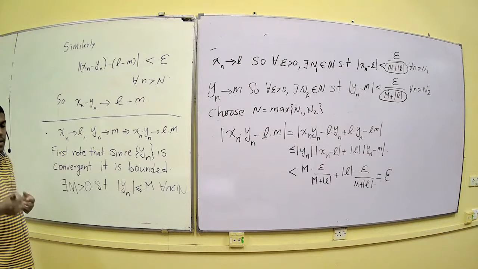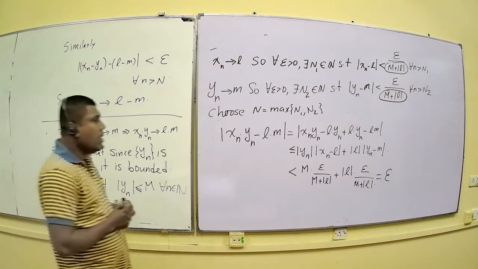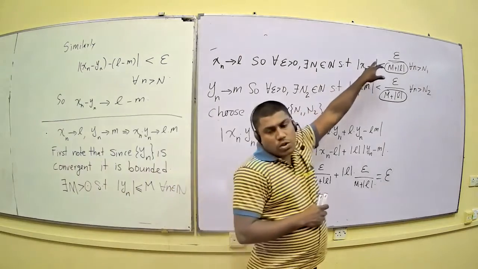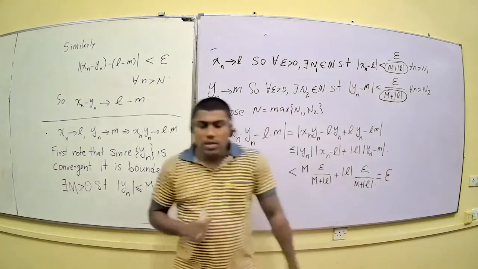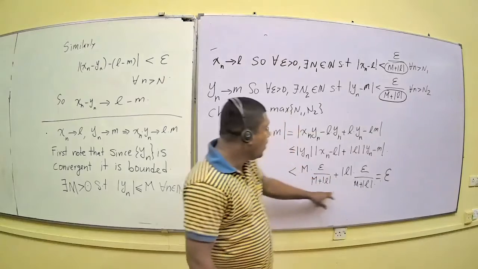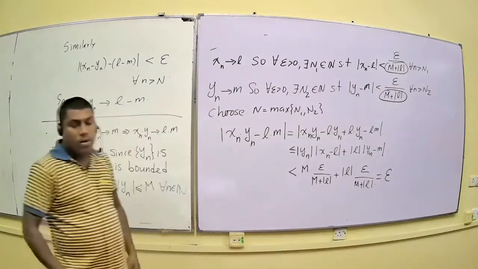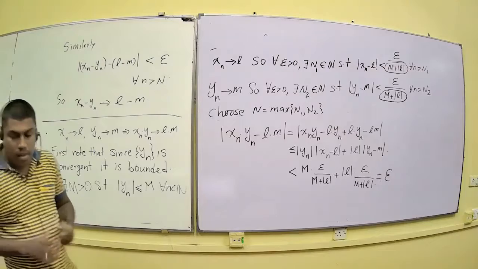So that is why, depending on the final answer, you might need to choose these values, right? I choose these values because I already figured out how my inequality will look.